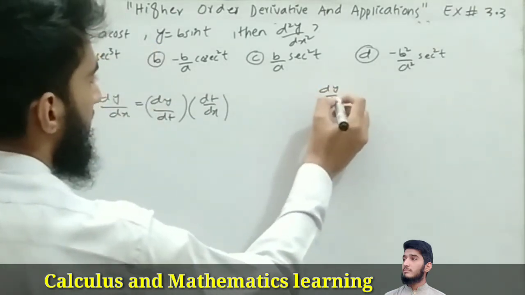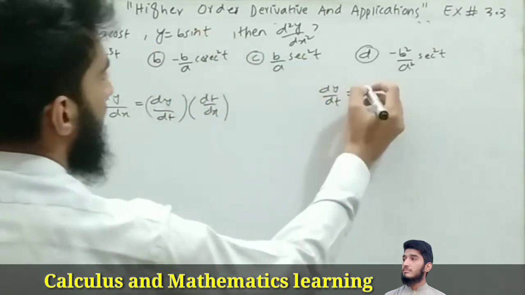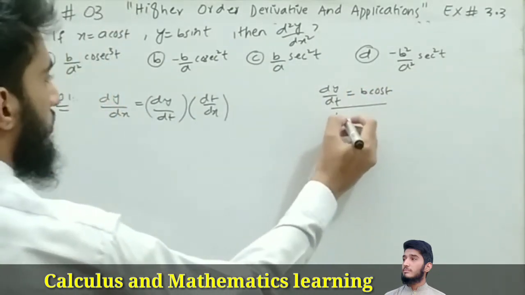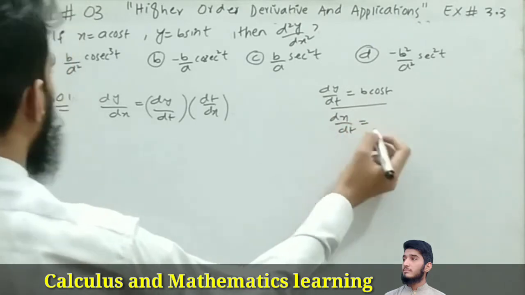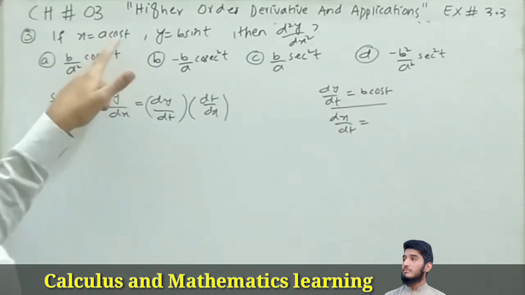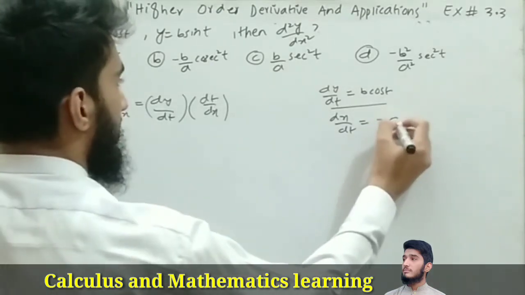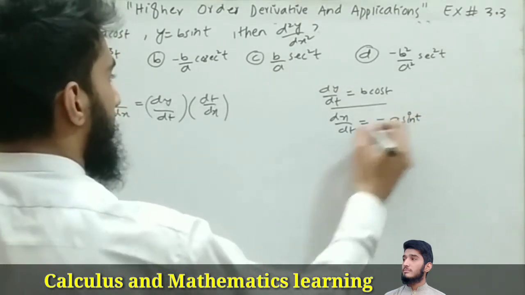So our dy by dt will give us b cos of t, and differentiating x with respect to t, dx by dt will be equal to, over here we have a cos of t, so the cos of t derivative is negative sin t, becomes minus a sin of t.